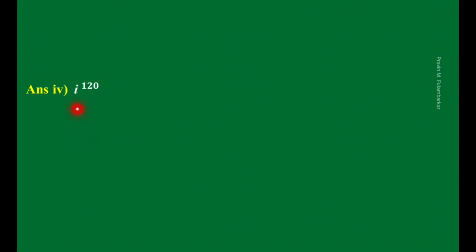Now see sub question 4. i raised to the power 120. We can divide this 120 by 4. We get 4 into 30 equals 120. 30 4s are 120. So we write 120 as 4 into 30. So again write in the form (a raised to the power m) raised to the power n. i raised to the power 4 we replace by 1. So we get 1 raised to the power 30 as 1.